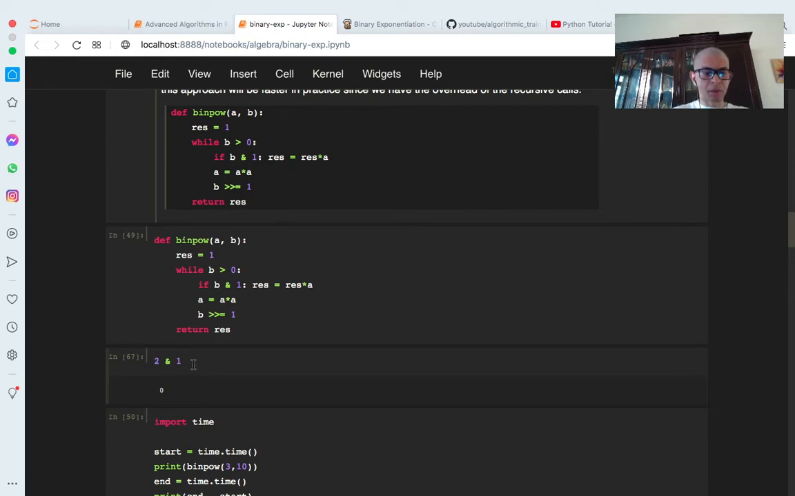Okay, no, sorry, it's more like, no, 2 and 1 wouldn't evaluate. Actually, b and 1 is more for evaluating if it's even or odd. So if we see here, 0 and 1, it's even, 1 and 1, it's odd, 2 and 1, it's even, 3 and 1, it's odd, and 4 and 1, it's even.